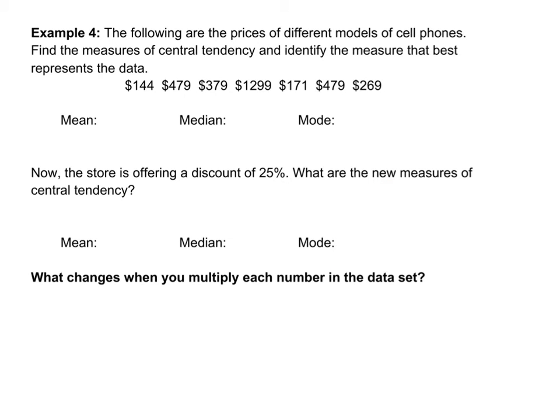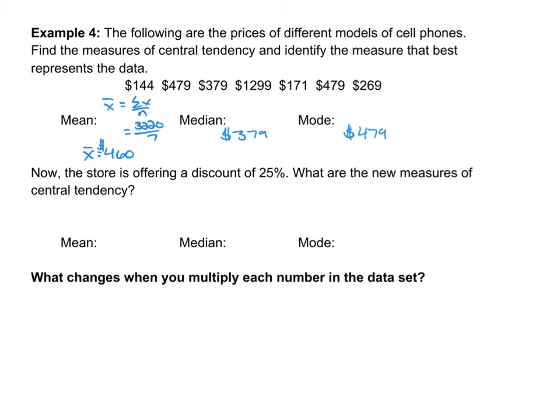Example 4. The following are the prices of different models of cell phones. Find the measures of central tendency and identify the measure that best represents the data. Okay, take a minute here to go and plug them into our list, do our calc and one variable stats. And we'll pause and we'll come back and check our answers and discuss them.